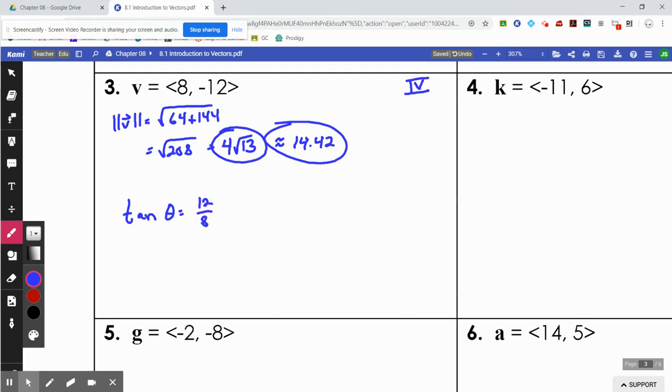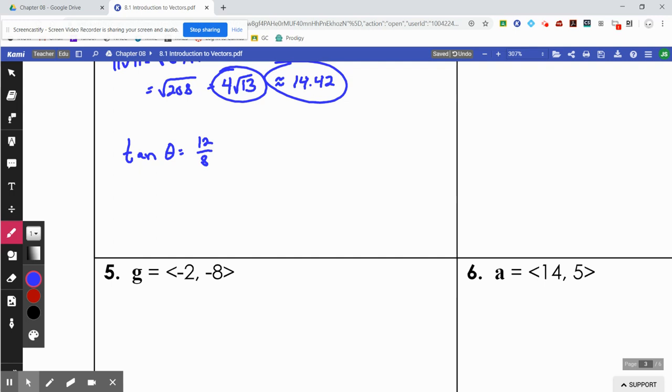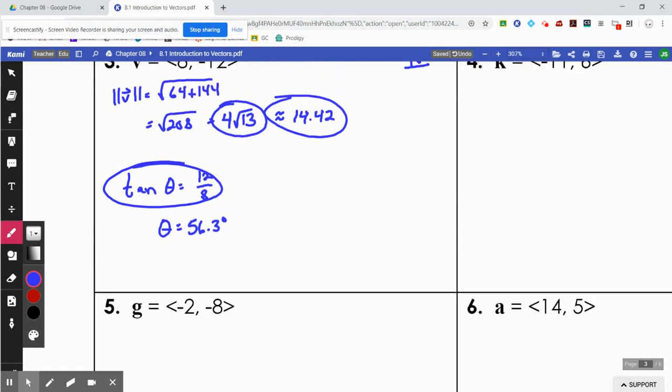We're going to do this just to find our reference angle. So we're going to do the inverse tangent of that. You don't have to reduce it or anything. And you're going to get for theta 56.3 degrees. And again, I can't stress this enough, I don't worry about positives or negatives. If you completely drop the positives or completely drop the negatives, that gives you your first quadrant reference angle.